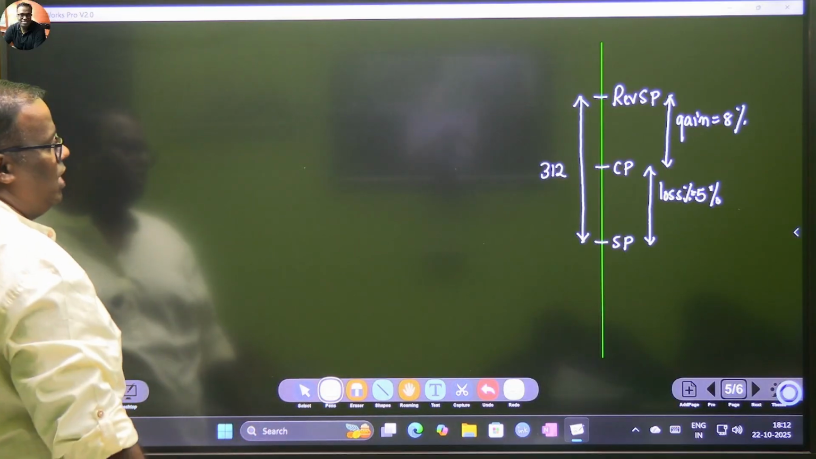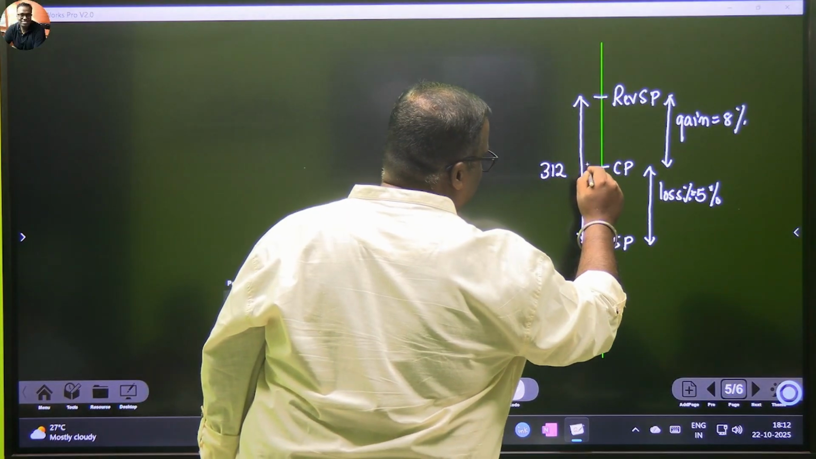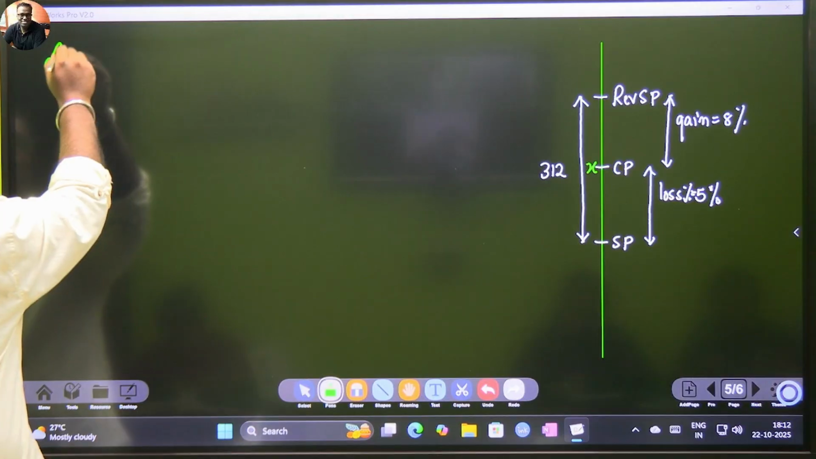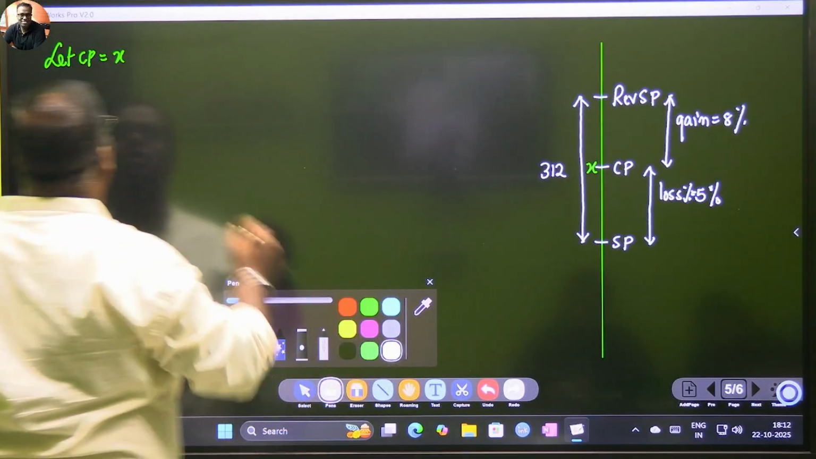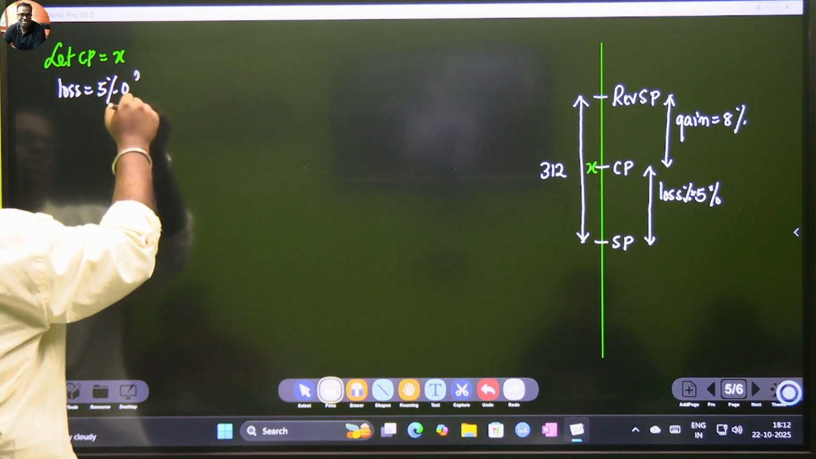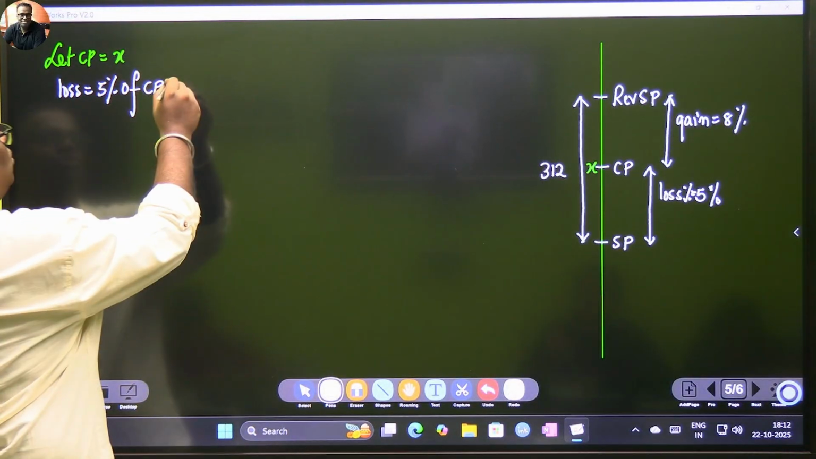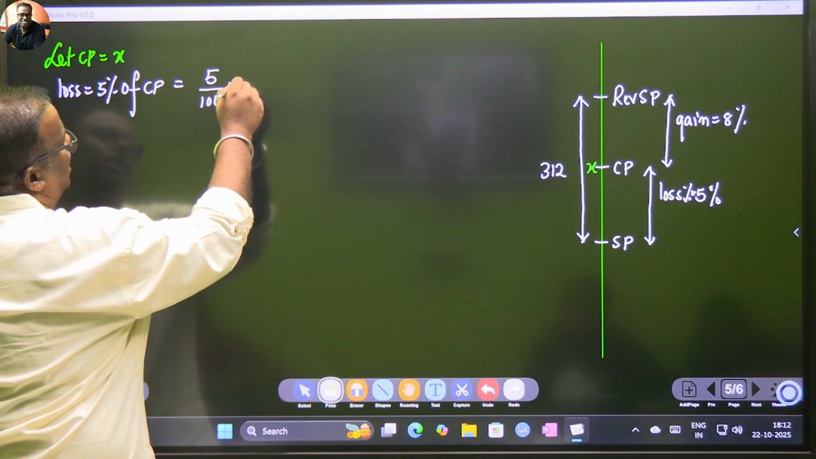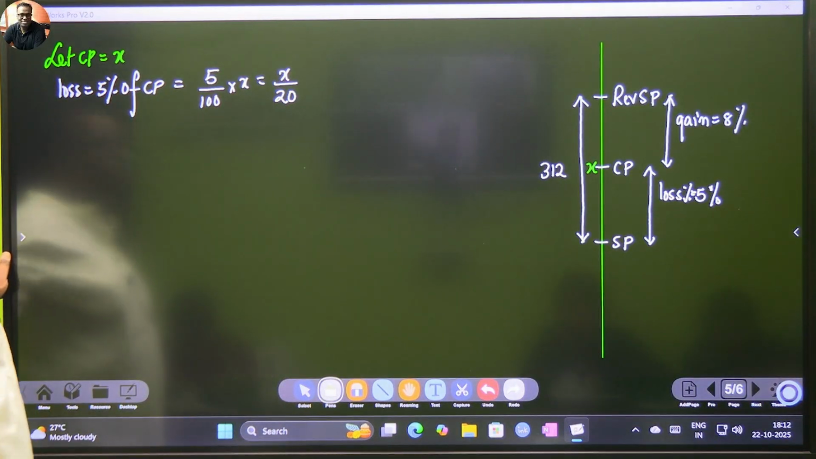Let's start the problem. We have to find the SP, so we'll start by assuming from CP. Let CP be equal to X. Now loss is equal to 5%, and 5% is always of the CP. So your value of loss is 5 by 100 into X, which is equal to X by 20. This is your loss.